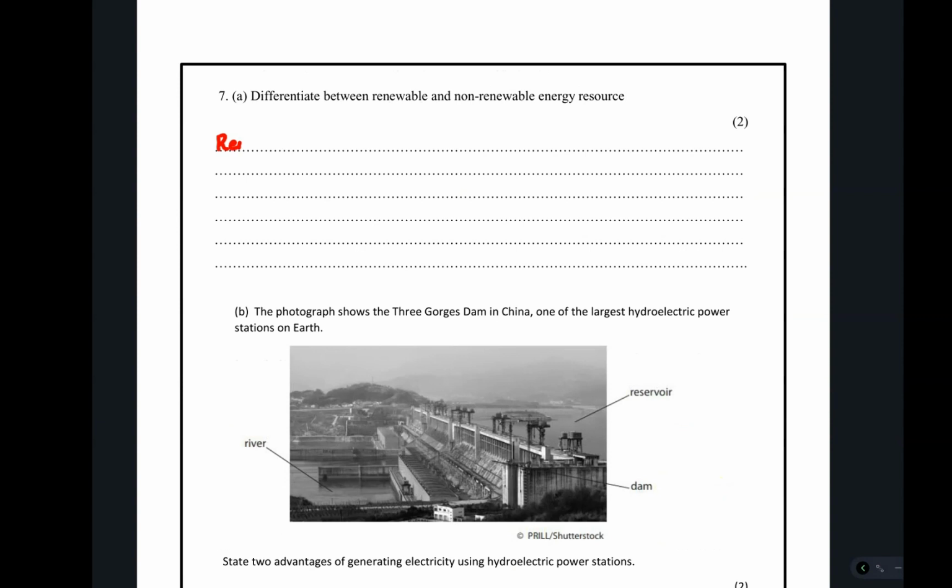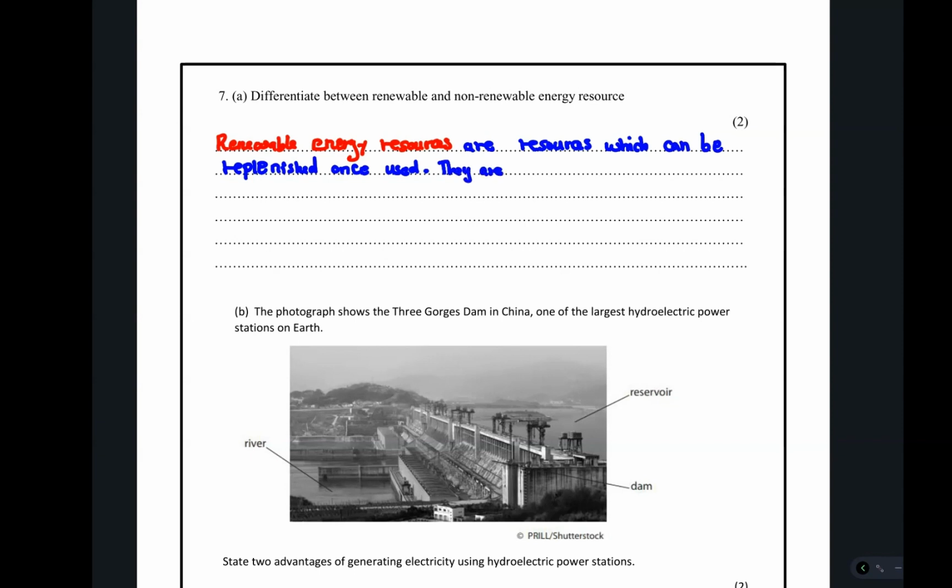Differentiate between renewable and non-renewable energy resources. When we are talking about renewable and non-renewable energy resources, these are 2 energy resources that we discussed in our lessons. And we say that energy resources that do not deplete, that can never be finished, that can never be used up, are renewable energy resources, which we can define as energy resources which can be replenished once used. They are regenerated naturally. They are never used up.